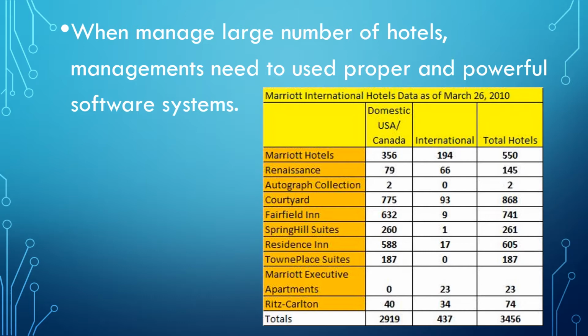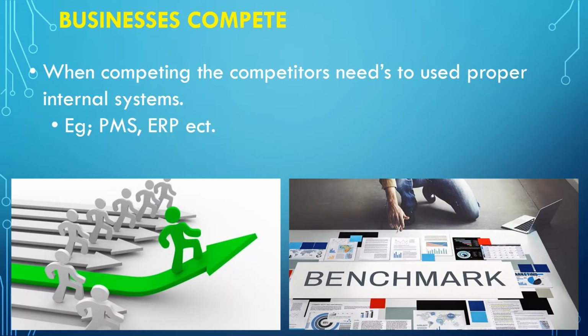So our concern is to go to the next level. When we add new hotels, definitely we have to use a system. Those systems we have to discuss in the next presentation. And the next important component is business compete. Compete is actually related to the competitors. There's a big competition in the hotel industry.